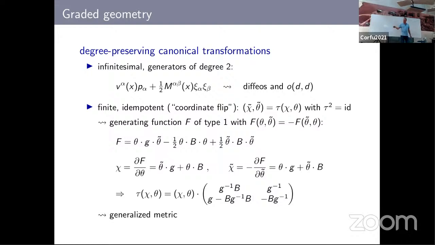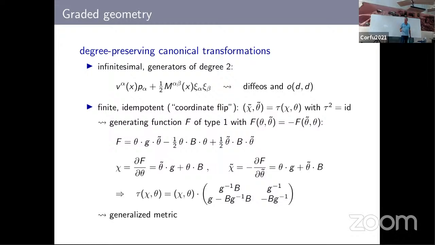You can write down the most general generating function that you can think of. It involves a symmetric two-tensor and an anti-symmetric two-tensor, think metric and B-field. And this map, this canonical transformation, looks exactly like this. And so you see how the generalized metric comes out of this formalism. It just plays the role of a finite canonical transformation.